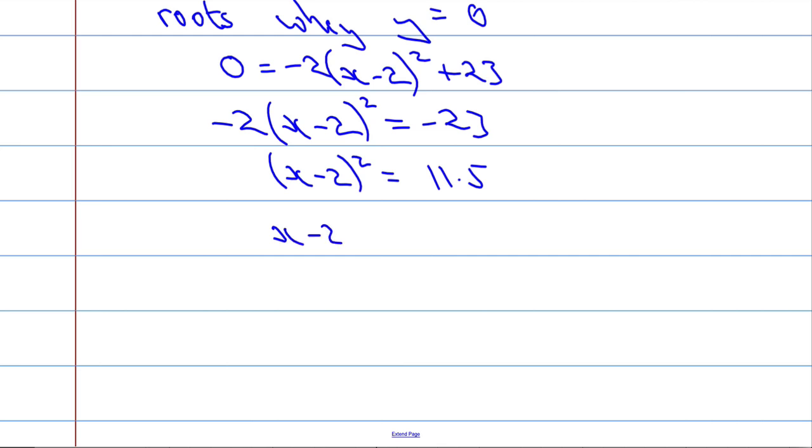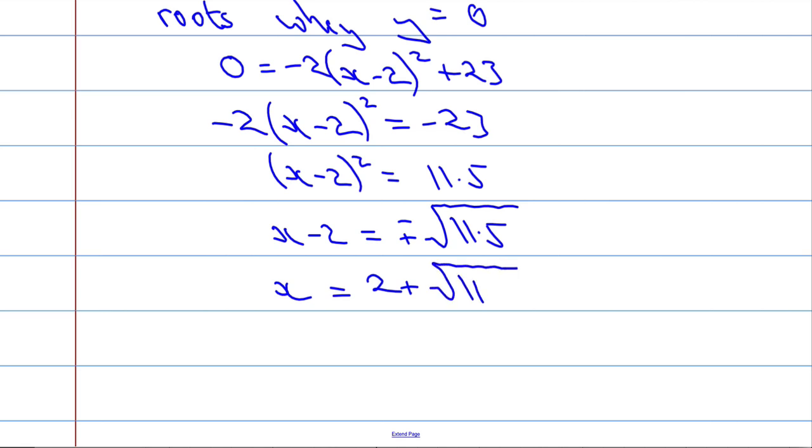So x minus 2 equals, remember when we take square roots, we've got positive and negative answers. So plus or minus the square root of 11.5, which means x equals, adding 2 to both sides, 2 plus root 11.5, or 2 minus root 11.5. Right, bit of a long-winded one, but we got there in the end.